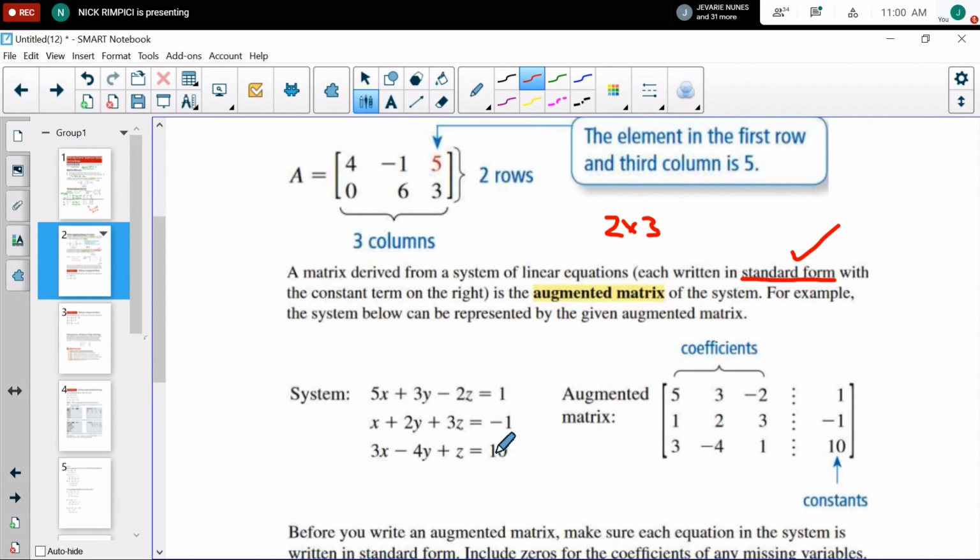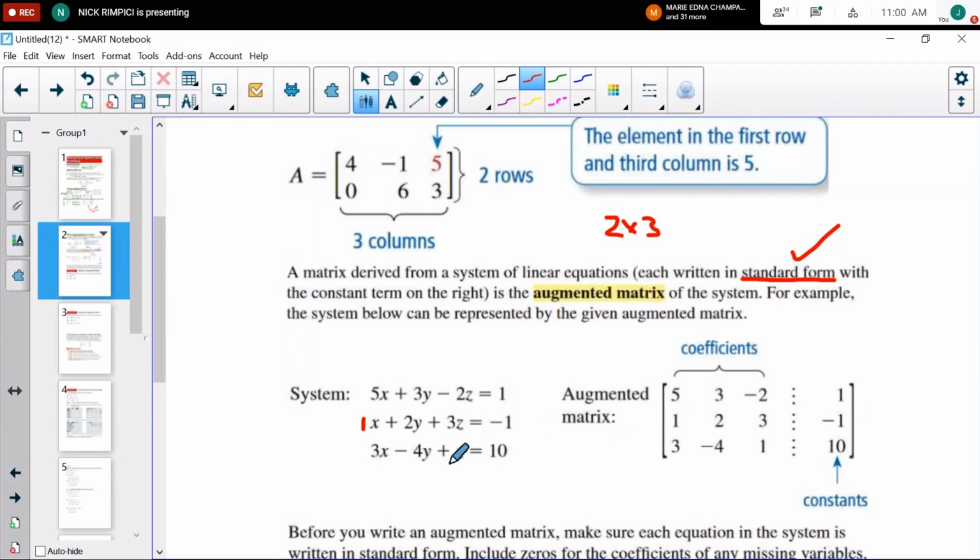These three equations are all in standard form. They all have X followed by Y followed by Z, and then they equal a value. So once they're in standard form, it's super easy. You can just change it into an augmented matrix. For the top row, it's 5, 3, -2, and then 1. Pretty simple. For the second row, there's an invisible 1 there, so it's 1, then 2, then 3, and then -1.